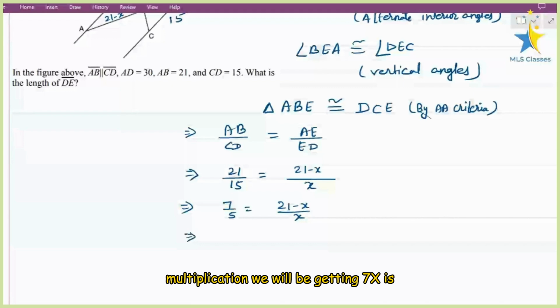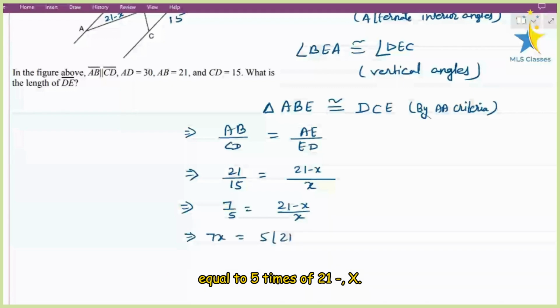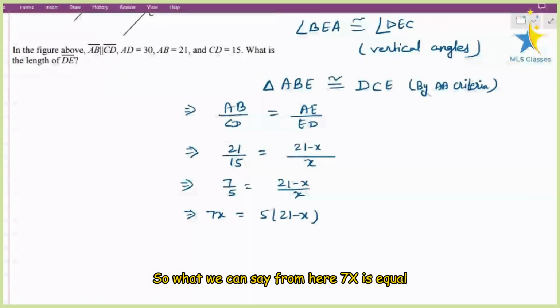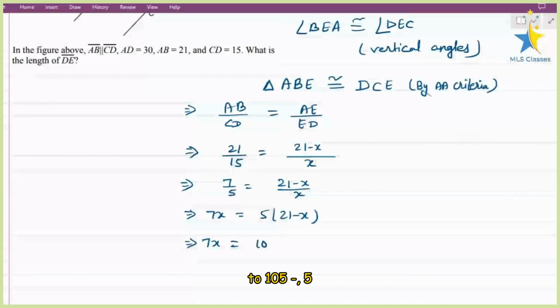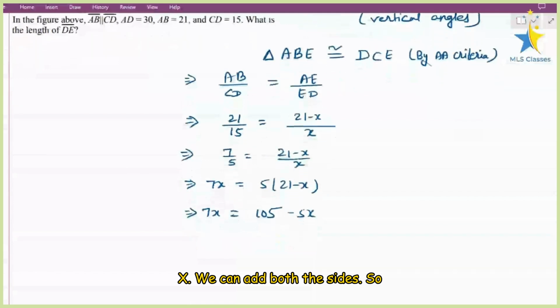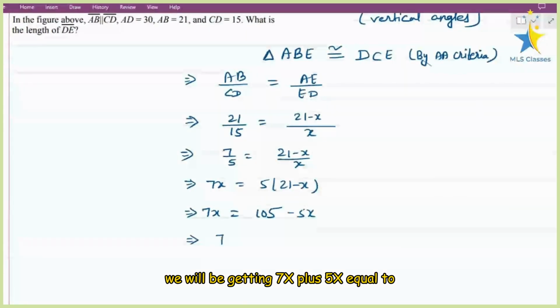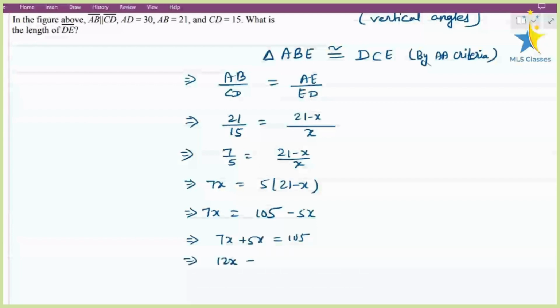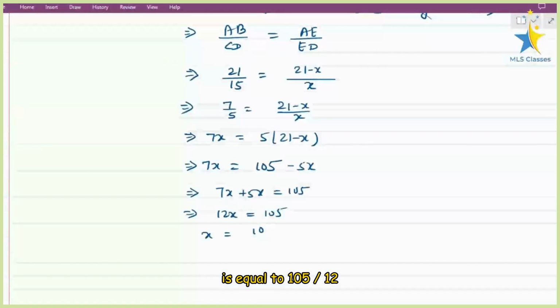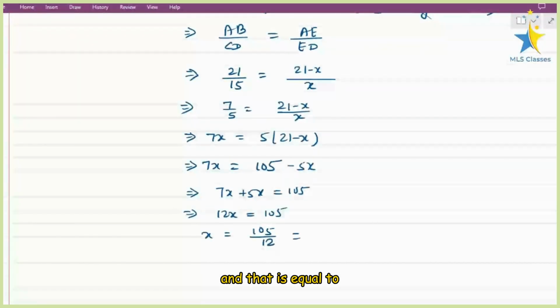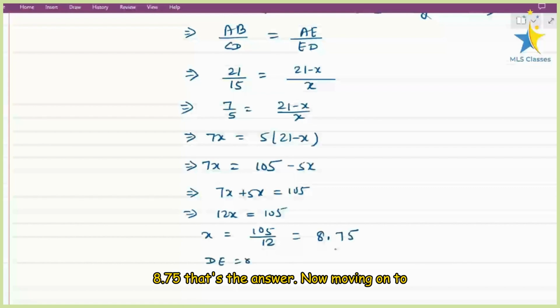On cross multiplication, we will be getting 7x is equal to 5 times 21 minus x. So what we can say from here, 7x is equal to 105 minus 5x. We can add both the sides. So we will be getting 7x plus 5x equal to 105. So that is 12x equal to 105. So we will be getting x is equal to 105 over 12, and that is equal to 8.75. So DE will be equal to 8.75. That's the answer. Now moving on to next question.